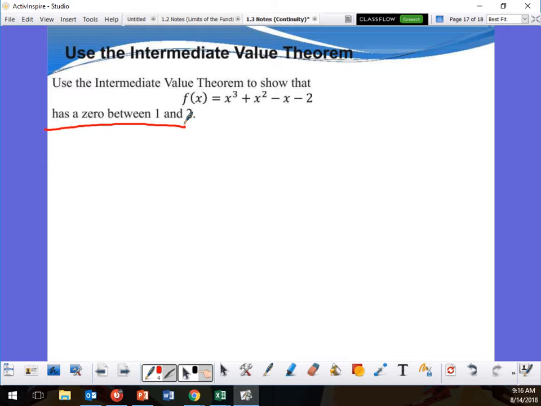Just the exact definition of the intermediate value theorem. Start it. Use a, b, and the function that I gave you. Let f be a function that is continuous on a closed interval. Okay, so yes, 1, 2, closed interval. Thank you, that's what I'm looking for. 1, 2, closed interval, and f of 1 must not equal f of 2.